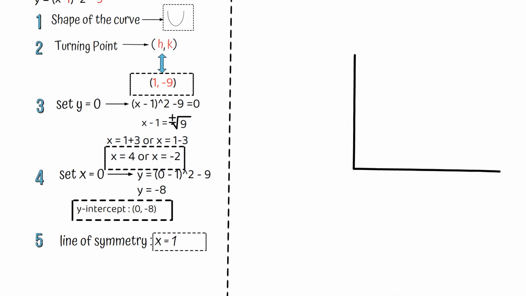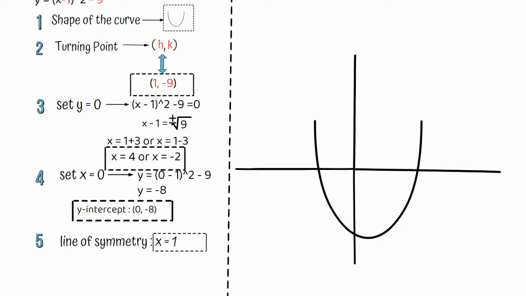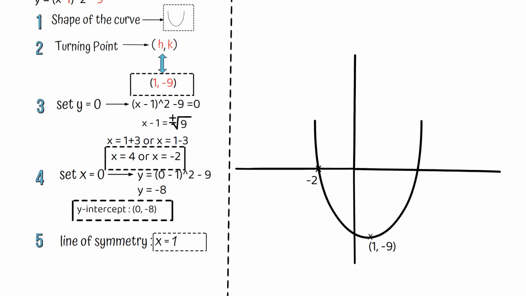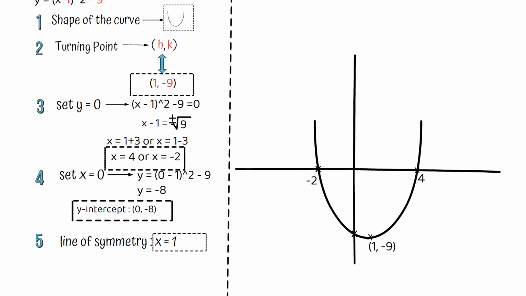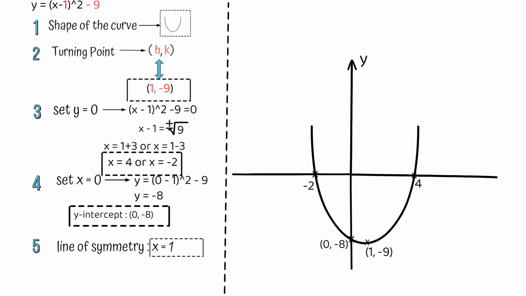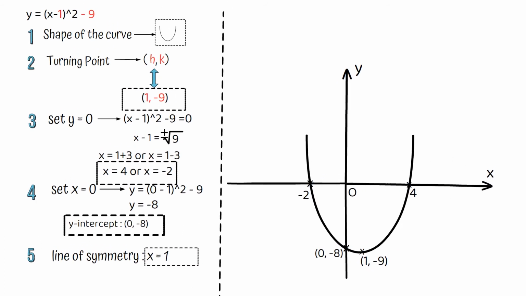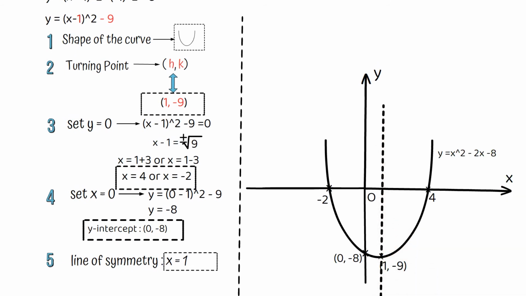Let's begin. Draw the axis. Sketch the parabola and ensure that it is symmetrical. Label the turning point, the x-intercepts, the y-intercept, the axis, the origin, and the quadratic graph. Draw the line of symmetry with a dashed line and label.